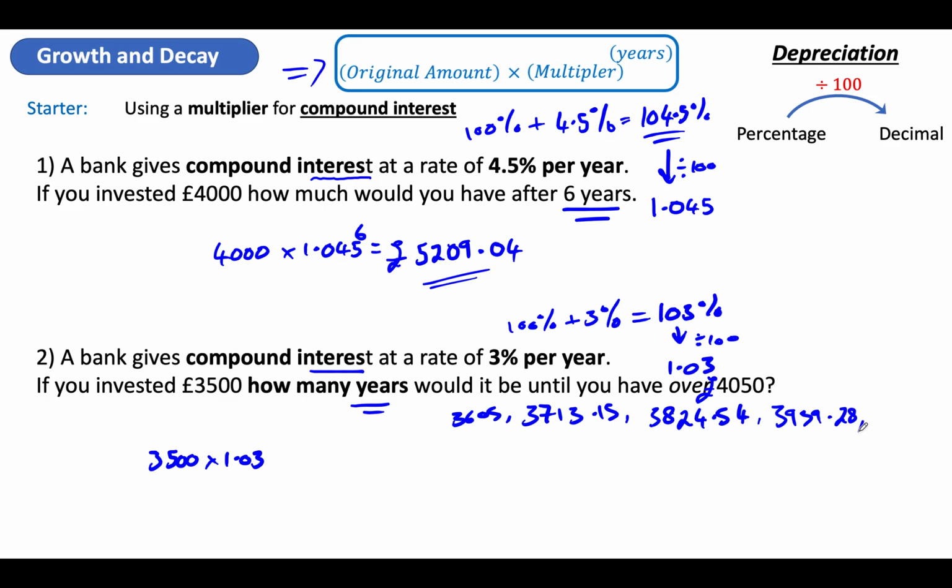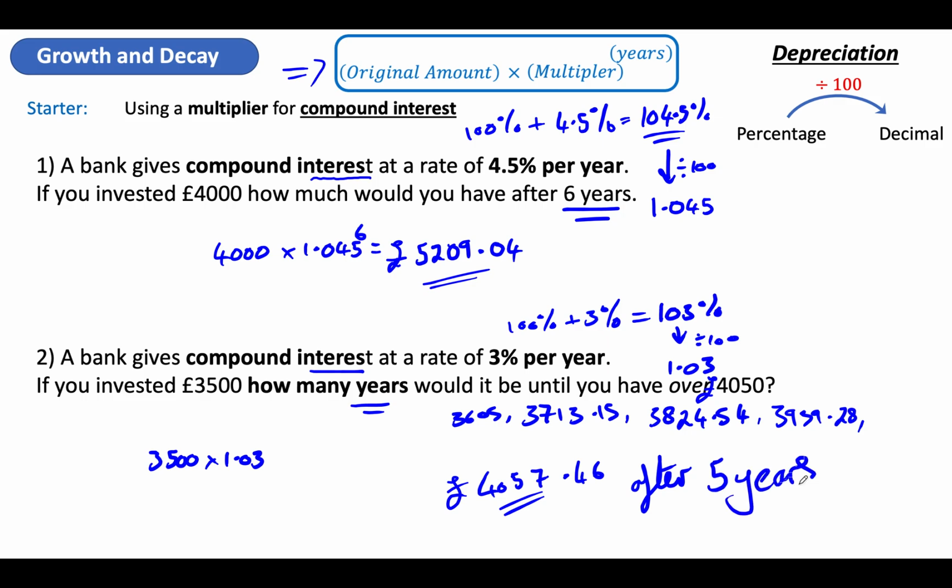Just keep timesing it by 1.03 until, here we go, £4,057 and 46 pence to the nearest pence. And that is after how many years? 1, 2, 3, 4. That was 5 years. And that's what you do.